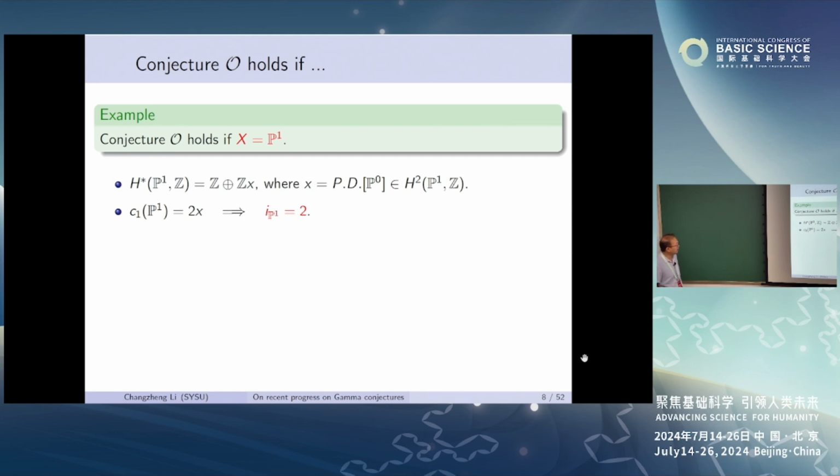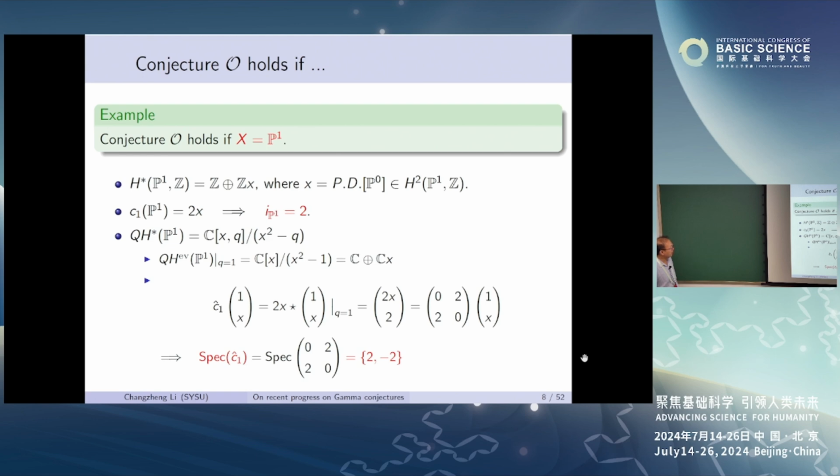And then we see one example like P1. P1 has cohomology Z plus ZX, two-dimensional, so the Fano index is equal to 2. And as a fact, let me claim that the quantum cohomology of P1 as an algebra is isomorphic to the polynomial ring modulo an ideal. For Conjecture O, we specialize q to 1. So this is just C[x] modulo this ideal. This is the same example as at the very beginning.